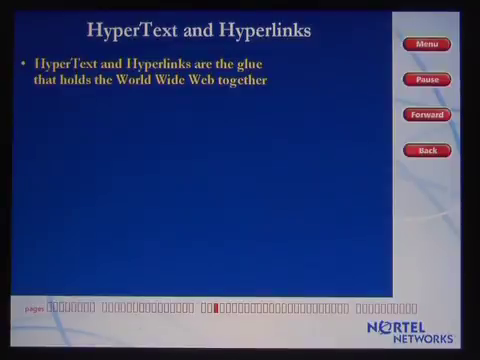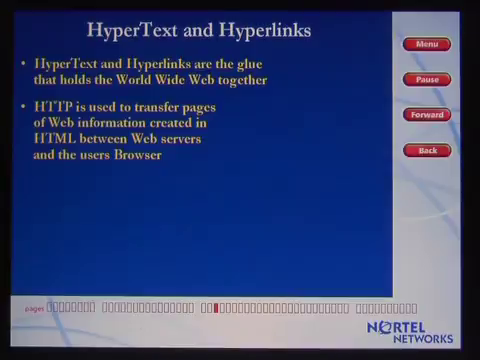The glue that holds the World Wide Web together is called hypertext and hyperlinks. This allows electronic files on the web to be linked so that you can easily jump between them. On the web, you navigate through pages of information based on what interests you at that particular moment. This is commonly known as browsing or surfing the net.